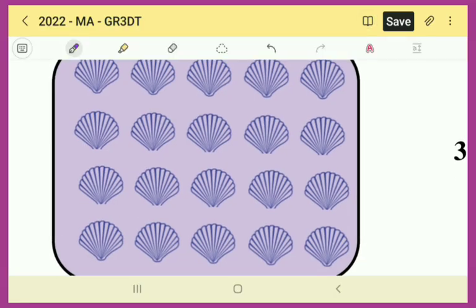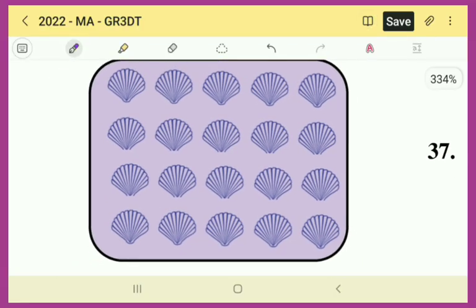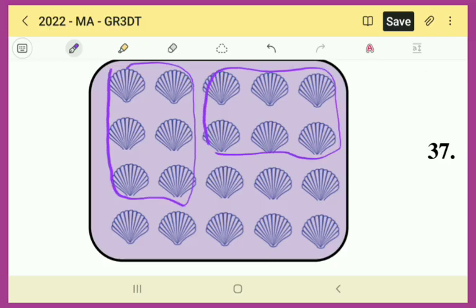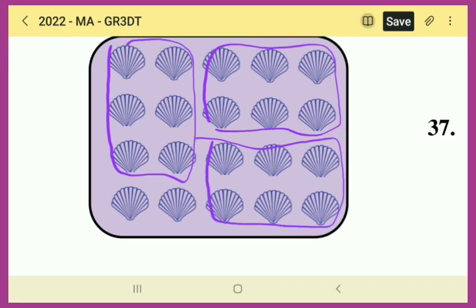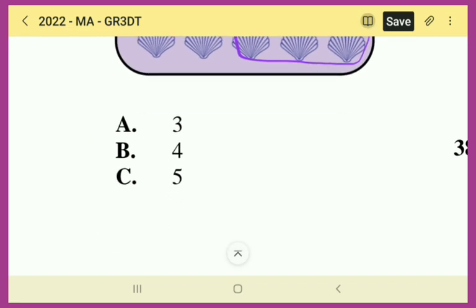Let's look at it. Groups of 6. Let's come in a little more. 1, 2, 3, 4, 5, 6. This is one group. Let's do this one over here. 1, 2, 3, 4, 5, 6. And here's another group right here. So we've got 3 solid groups. All right, let's look. 3 is at A.